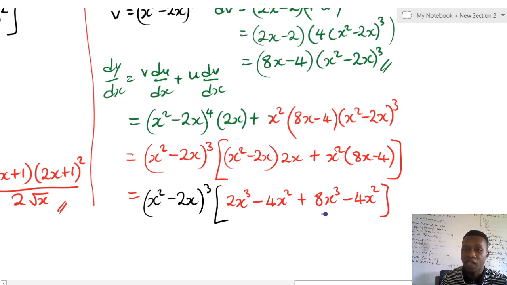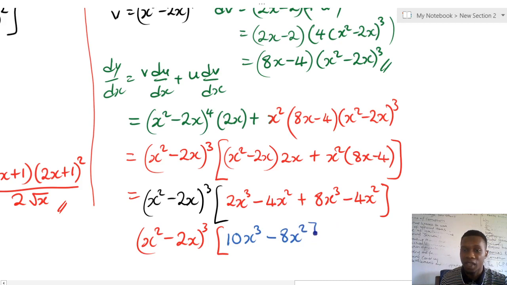Now we can add up like terms, that is 2x raised to the power of 3 plus 8x raised to the power of 3. So let's bring out our equation again, x squared minus 2x raised to the power of 3 brackets. So 2x raised to the power of 3 plus 8x raised to the power of 3 will give us what? To give us 10x raised to the power of 3. And then minus 4x squared minus 4x squared will give us minus what? 8x squared. And we have this complete. So this is where we'll end it. This is actually our final answer.